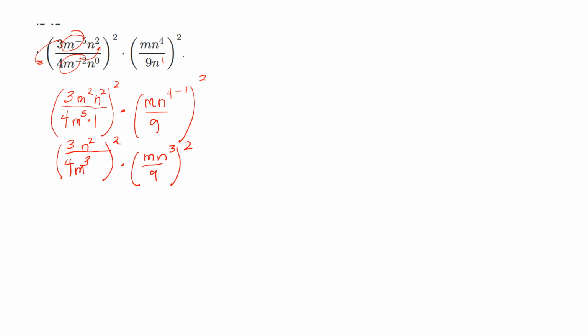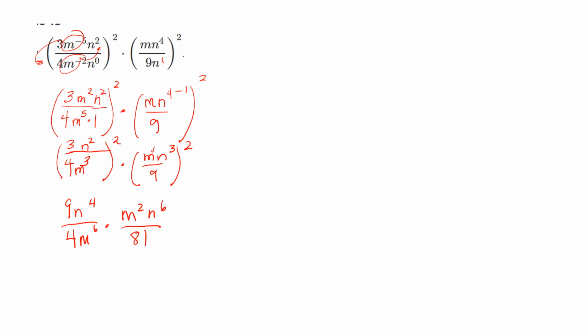Now we're going to square inside the parentheses. 3 squared is 9. When I take a power to a power, I multiply. 2 times 2 is 4. 3 times 2 is 6. This is a power of 1. 1 times 2 is 2. 3 times 2 is 6, so n to the 6th over 81.